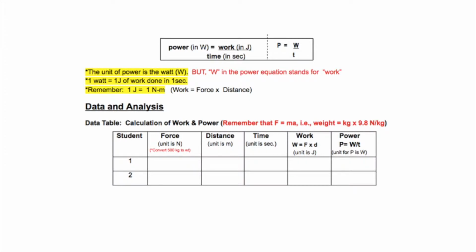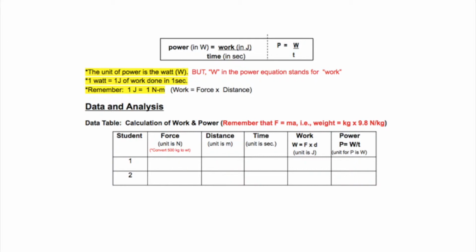Slide 3 gives you the equation for power, which is measured in watts. 1 watt is defined as 1 joule of work done in 1 second. Remember, because 1 joule is equal to 1 newton times meter, mass must be converted to weight in newtons.